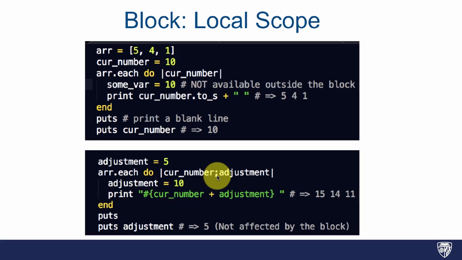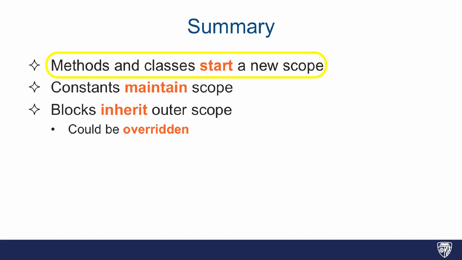But we can declare after a semicolon that we want certain variables to be local even though they have the same name as the outside variables. So happens to be this variable is called adjustment, and we're using a variable called adjustment inside the block. So this basically is saying treat this adjustment variable as a local variable, not as a variable that gets inherited from outside a block.